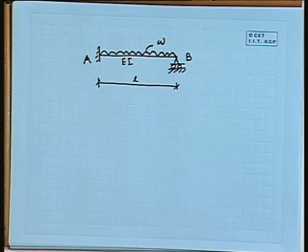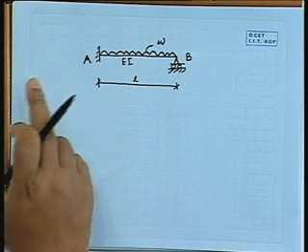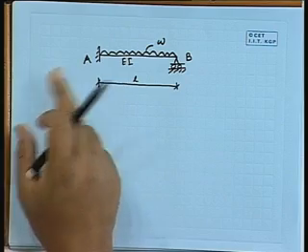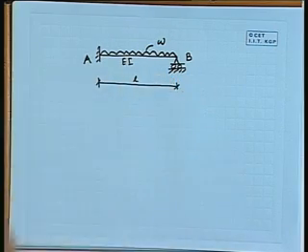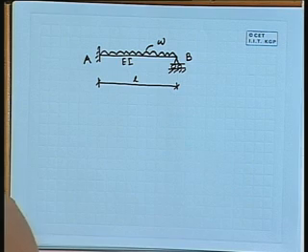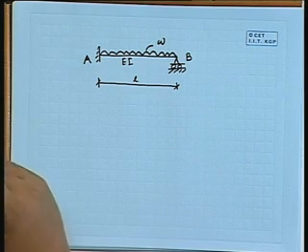Now, how many components of reactions are there? First of all, this clamped support will have a horizontal component, a vertical component of reaction, and a moment reaction, and here there is one reaction. So, 3 plus 1 is 4, and the number of equations is 3. So, one unknown is more.